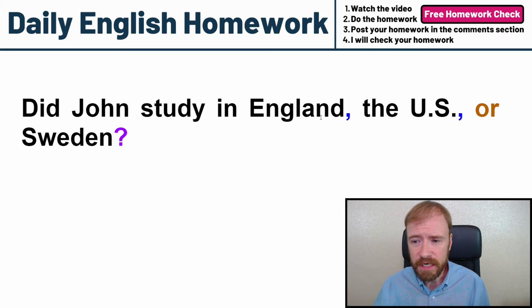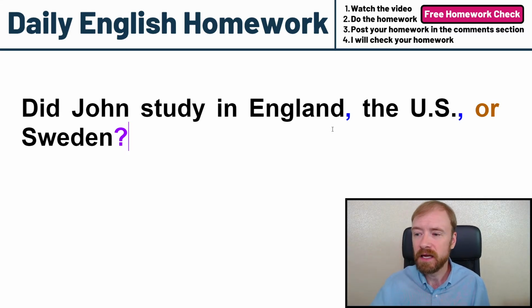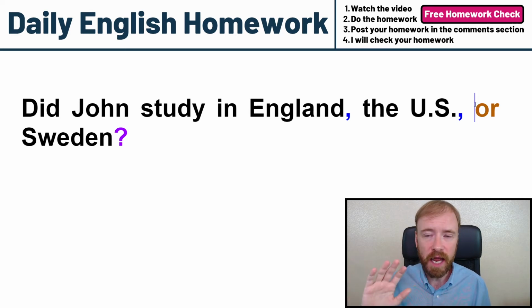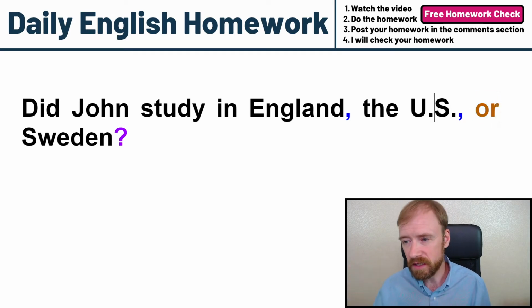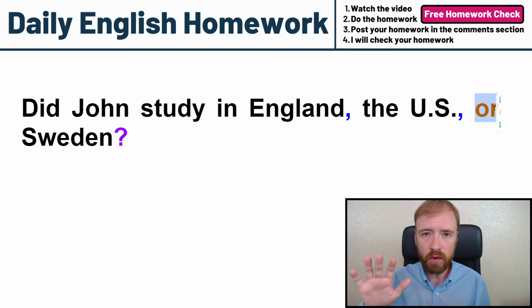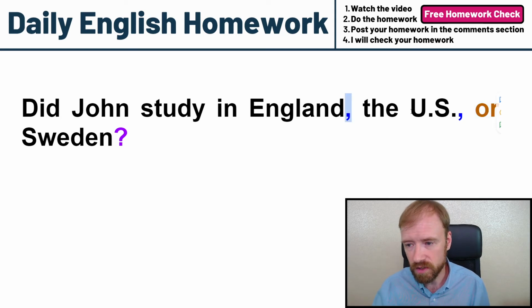Did John study in England, the US, or Sweden? So we have a list here. England, US, Sweden, 3 countries. It's a list. And in this case, we're not using and, we're just going to use or. And I'm going to talk about lists later. But in this case, although there's or, we don't always use or with a comma, but certainly in a list situation, yeah, we should use commas here. And notice with the US, I put this period mark and this mark, comma. So that's how you use it.